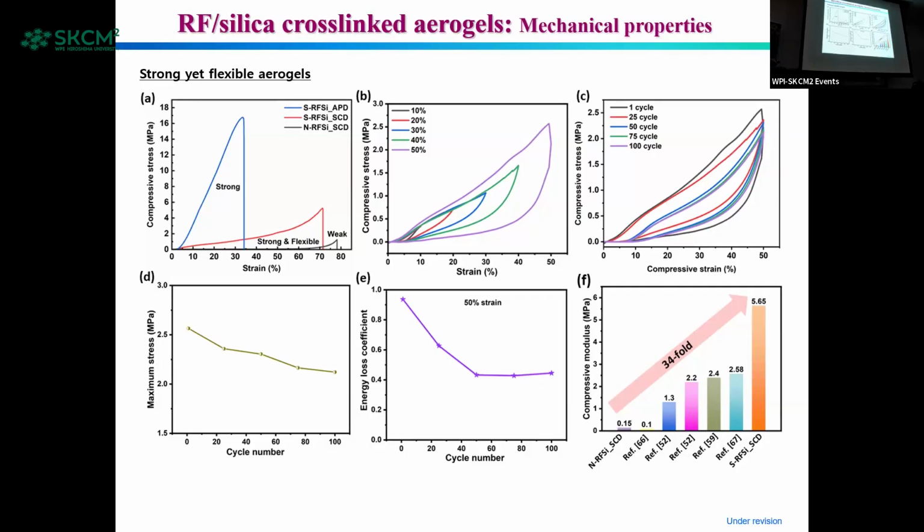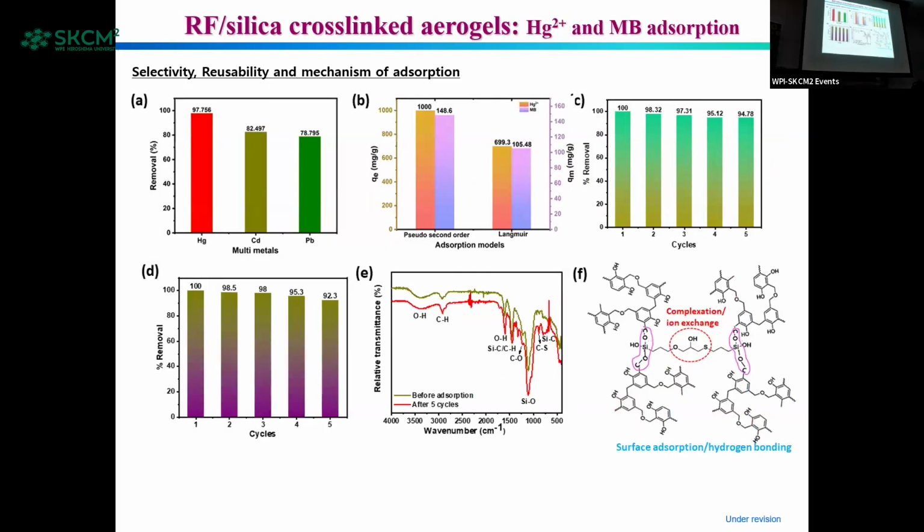And if we compare the modulus data, mechanical modulus, Young's modulus, with other reported results, we achieved 5.65 megapascal mechanical strength for this kind of aerogel, which is higher compared to other materials. We use this material because of its functionality. It has some epoxy-thiol groups and some polymers, so we use it for heavy metal adsorption and dye adsorption, and it shows good adsorption properties.